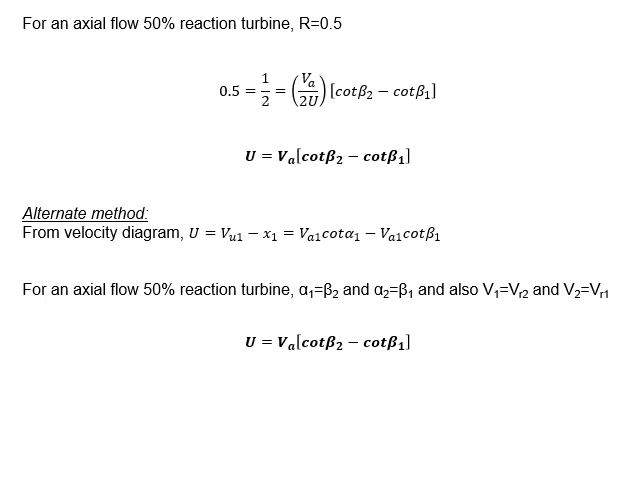Take these relations and assumptions and substitute the values in the given expression, that is, u is equal to V of A into cot beta 2 minus cot beta 1.